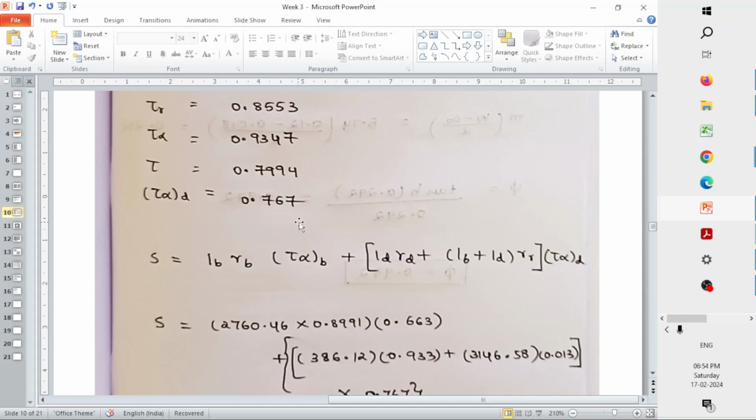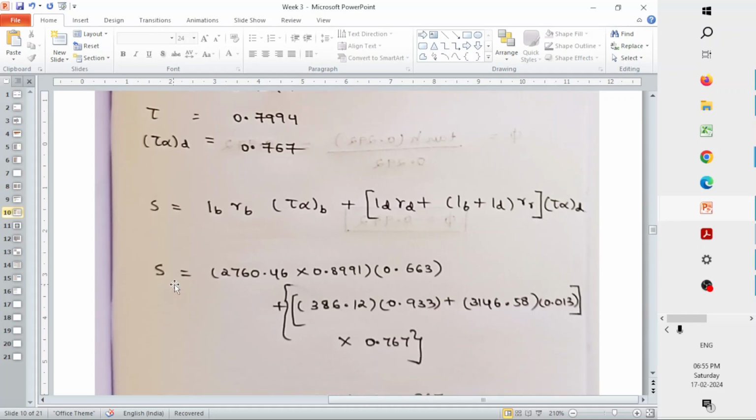So S is nothing but the solar flux, that is the amount of solar radiation falling on the flat plate collector per unit surface. The intensity per unit surface of the solar collector is your S value, the solar flux. That is calculated by this expression: IB RB tau alpha b plus (ID RD plus (IB plus ID) times RR) multiplied by tau alpha d. As I said, both the beam and the diffuse are going to get reflected.